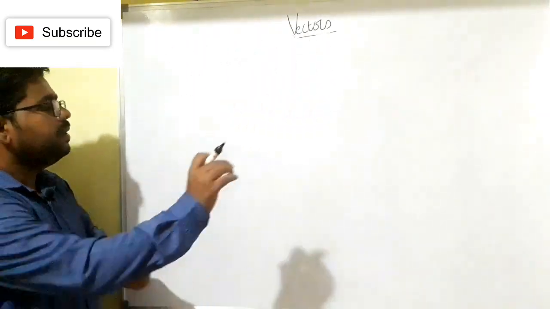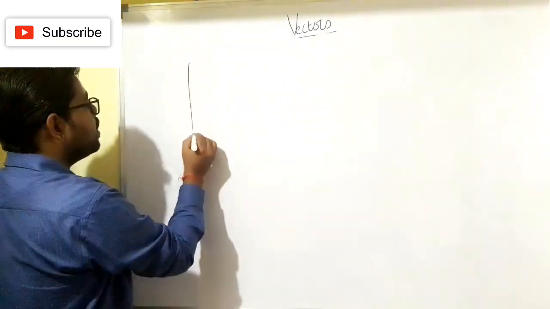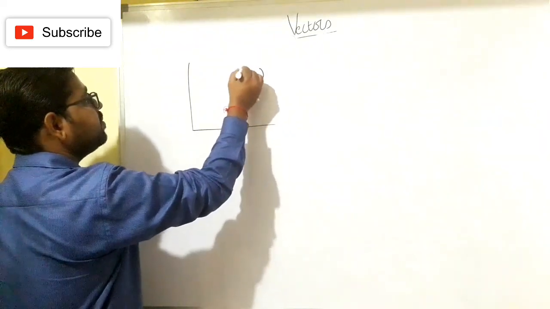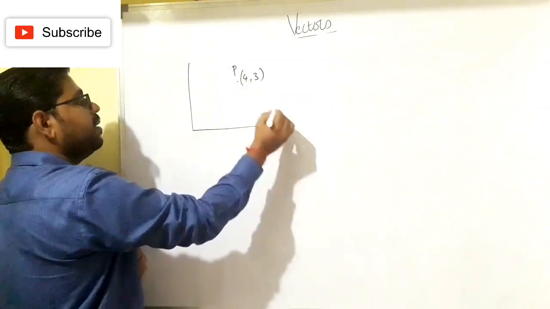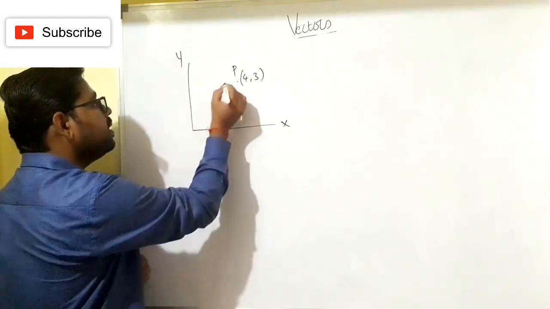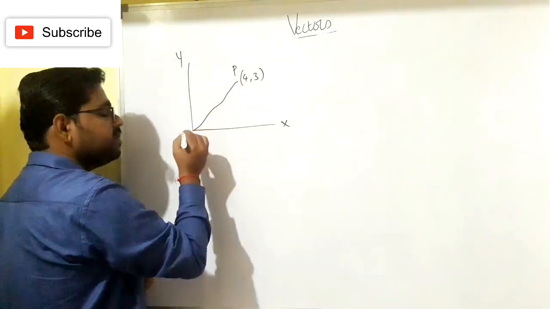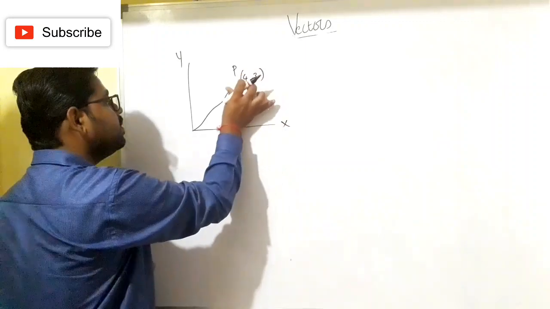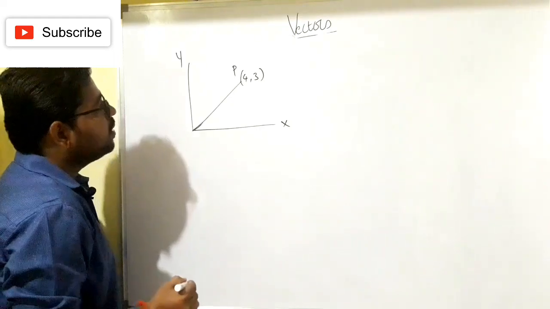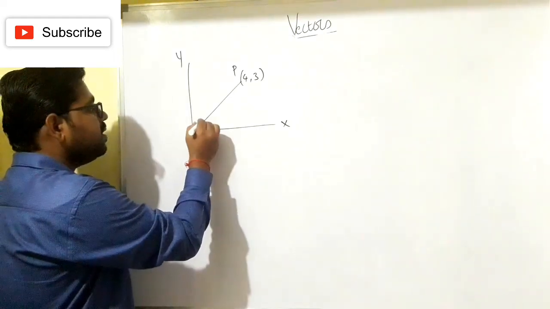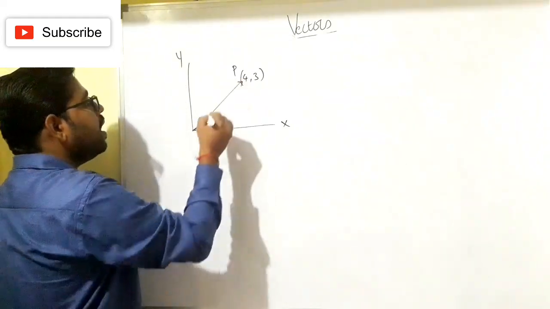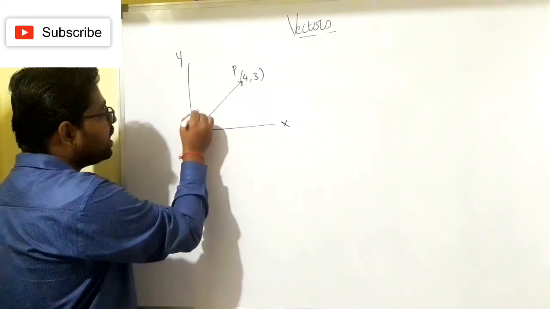Listen, here let's take the same point. It is 4, 3. This is the point P, x-axis, and this is the y-axis. Let me join this with the position. Let's consider here, now it is making, let's say, angle alpha, and let us call this angle beta.